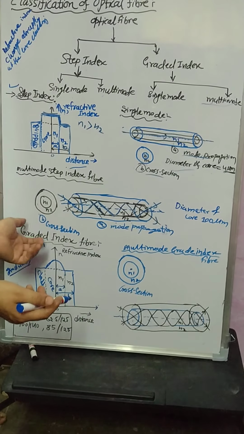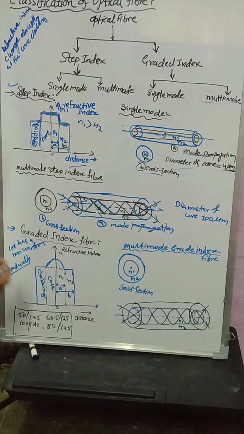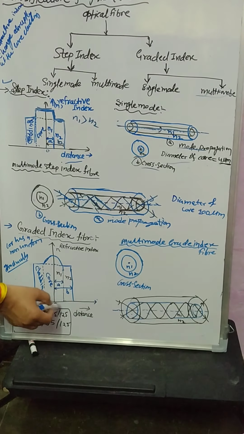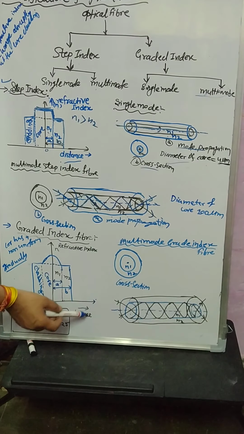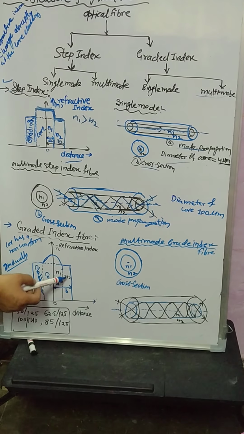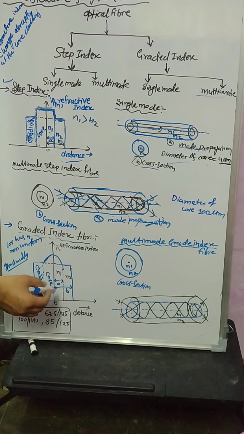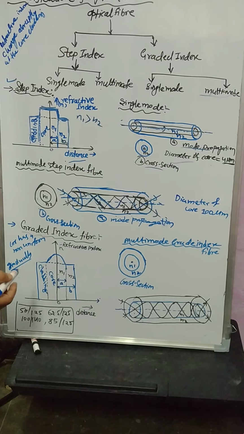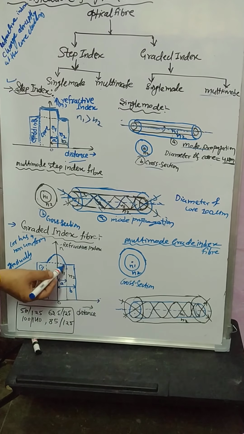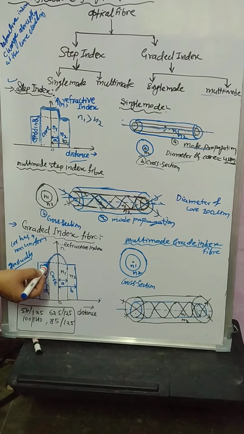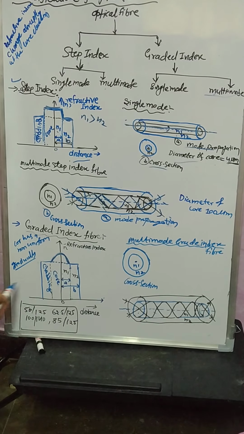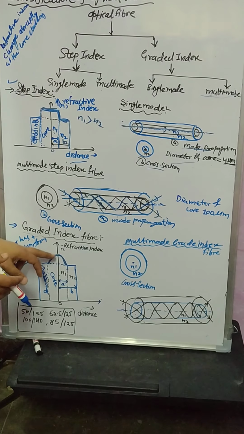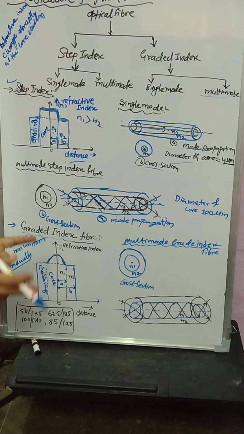Okay. Next is the graded index fiber. The diagram is here. This is the core. Very similar to the earlier statement, distance versus refractive index, n1 and n2 for the cladding refractive index. And a is the radius of the core, and b is the radius of the cladding. The core refractive index is non-uniform. The basic difference is that the core refractive index is non-uniform and gradually decreases.